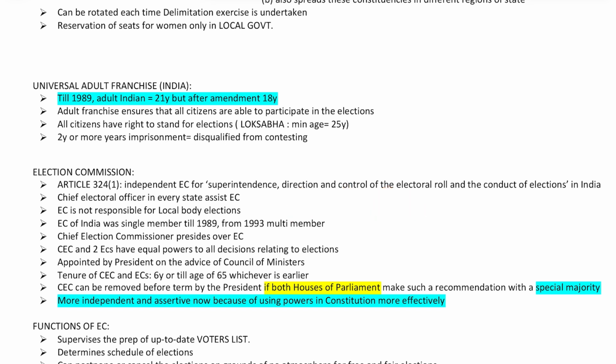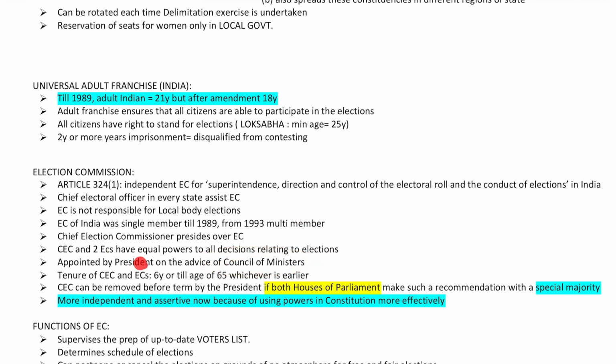The Election Commission of India was a single member body till 1993. From 1993, it is a multi-member body. So one Chief Election Commissioner plus two other commissioners. The Chief Election Commissioner presides over the Election Commission. The Chief Election Commissioner and two Election Commissioners have equal powers in all decisions relating to elections. These are appointed by the President on the advice of the Council of Ministers.